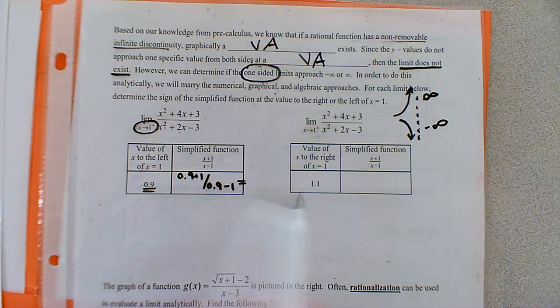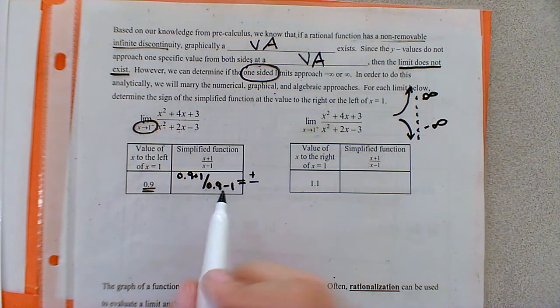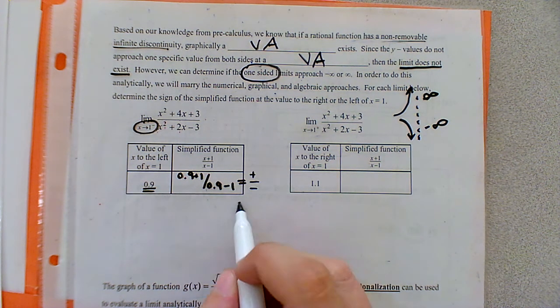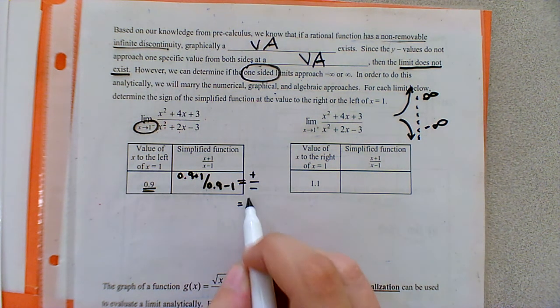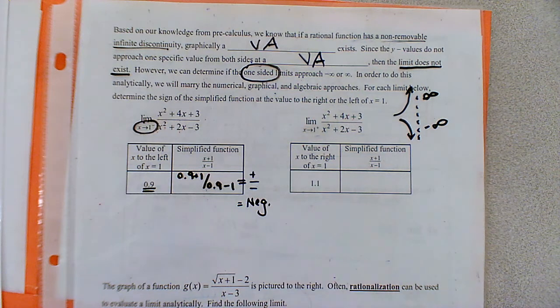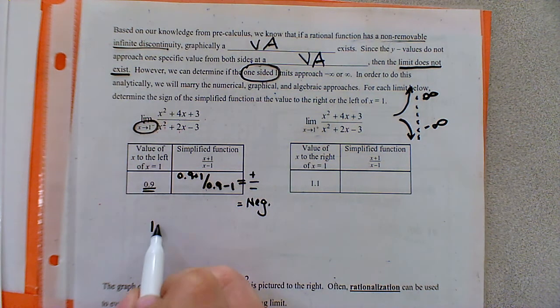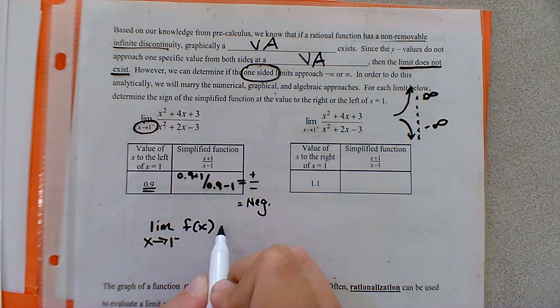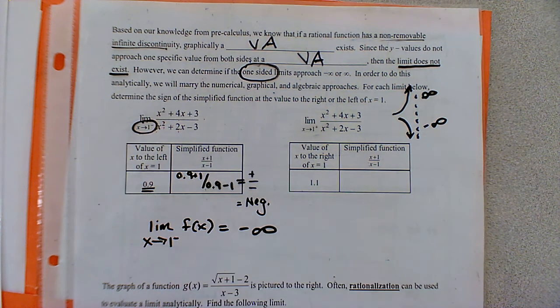So 0.9 plus 1 is a positive value. 0.9 minus 1 would be a negative value. Positive divided by negative means negative. So on the left-hand side of this asymptote, as we approach 1 from the left, the function is going down forever on that asymptote side.